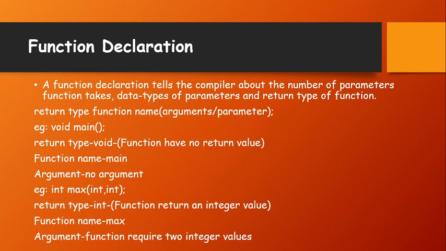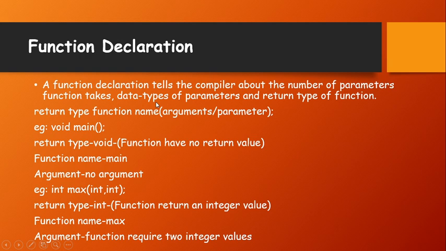So first thing is we have to specify the return type of the function. Return type of the function should be specified. Then there should be a name to the function. Then the parameters. Function declaration tells the compiler about the number of parameters the function takes, the type of the parameters, and the return of the function.